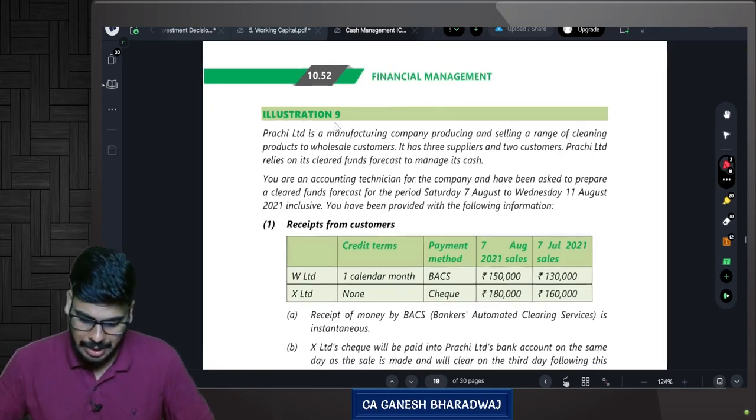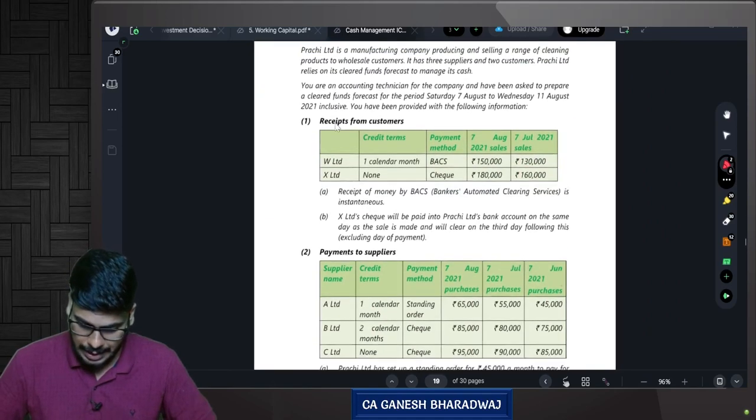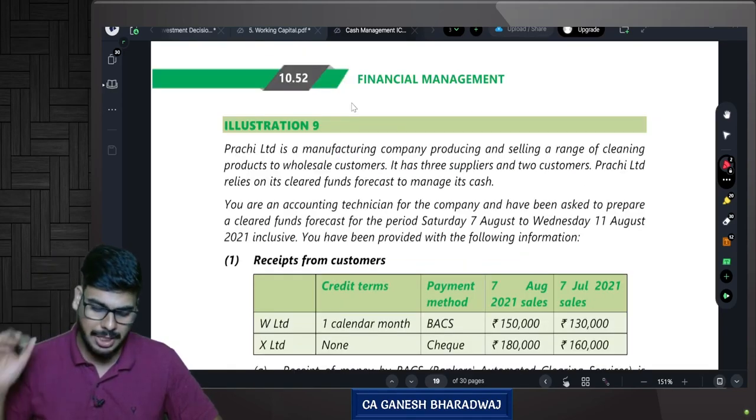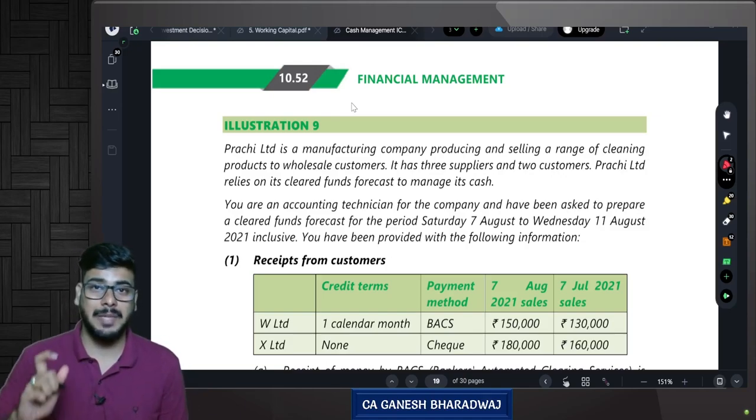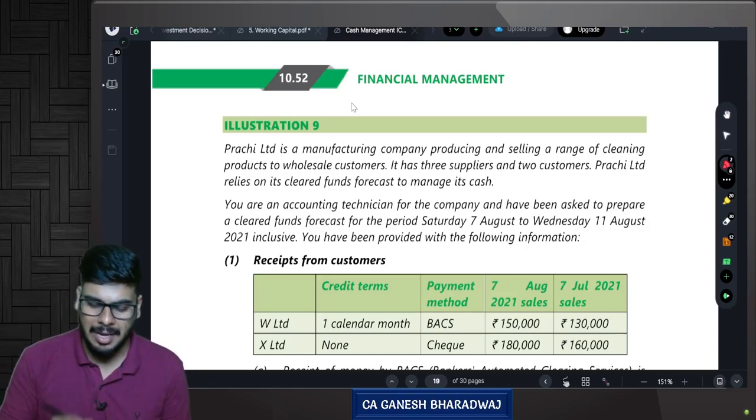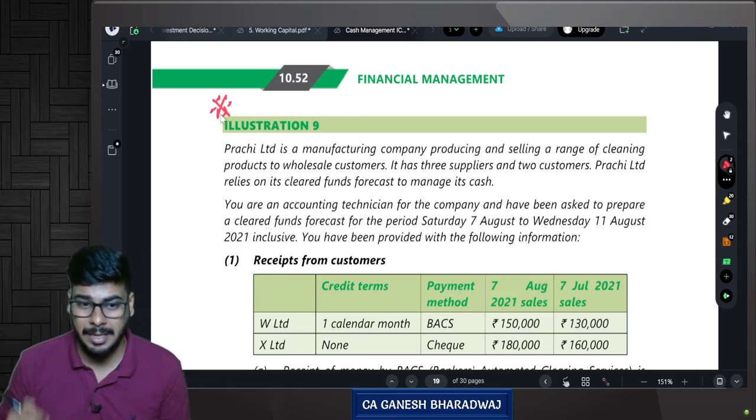See, the thing is actually, the sum looks big. You just need to have some common sense and logic. So I will just read out the question for you, and then I will tell you how to approach this in the exam. Mark this as important. This question can be tested.